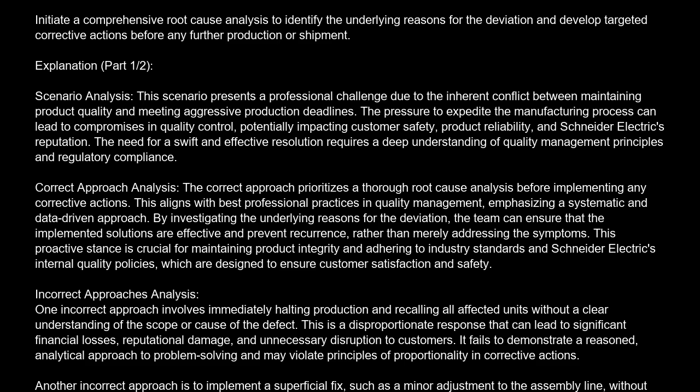Incorrect approach analysis. One incorrect approach involves immediately halting production and recalling all affected units without a clear understanding of the scope or cause of the defect. This is a disproportionate response that can lead to significant financial losses, reputational damage, and unnecessary disruption to customers. It fails to demonstrate a reasoned, analytical approach to problem solving and may violate principles of proportionality in corrective actions.